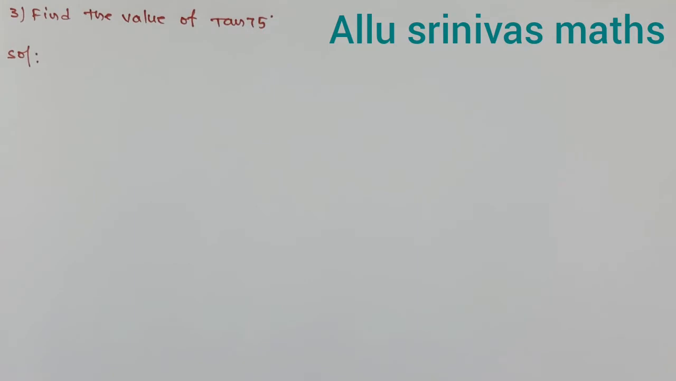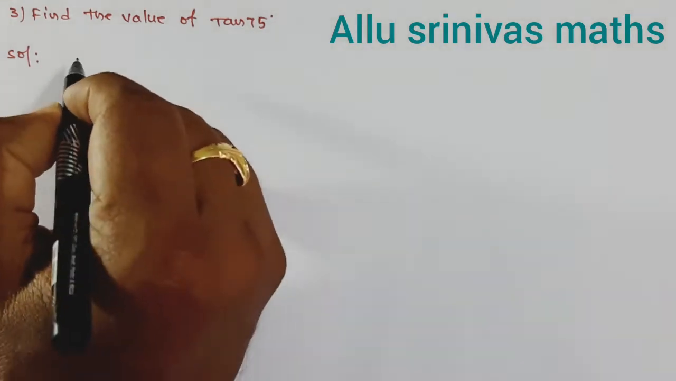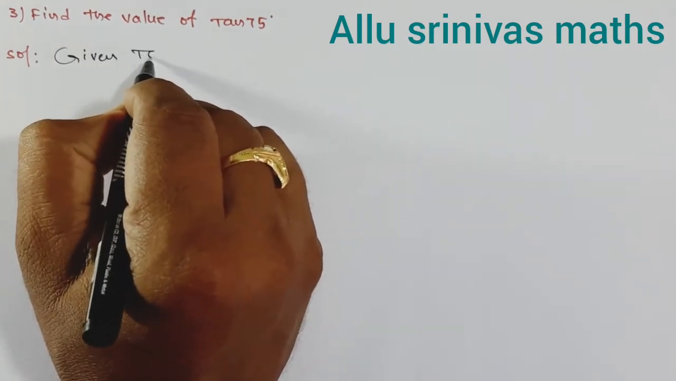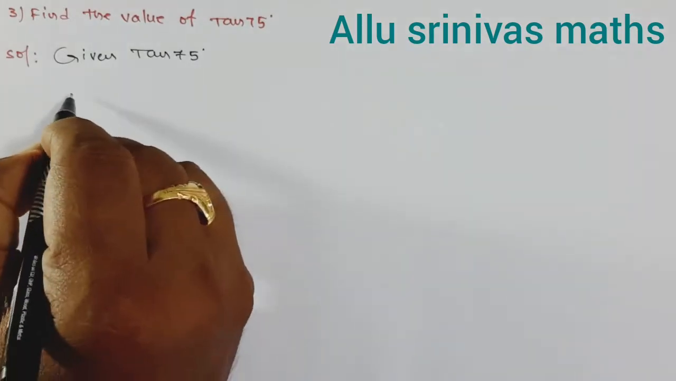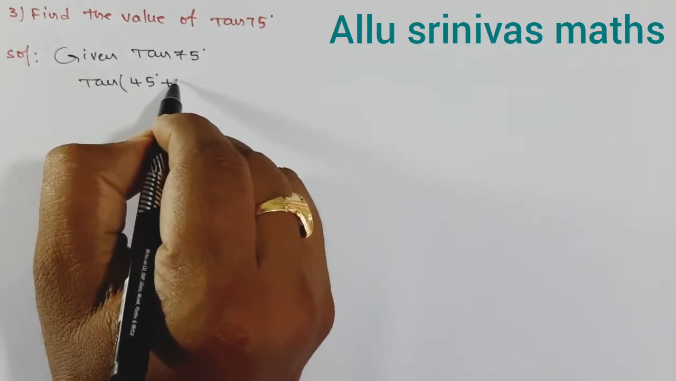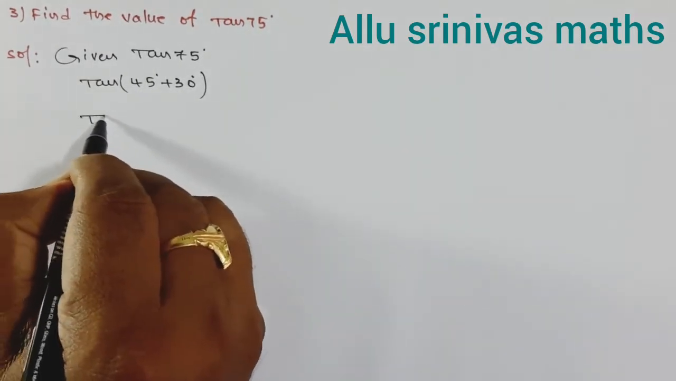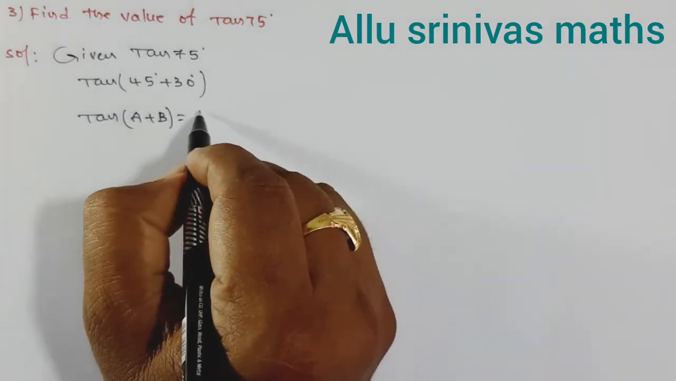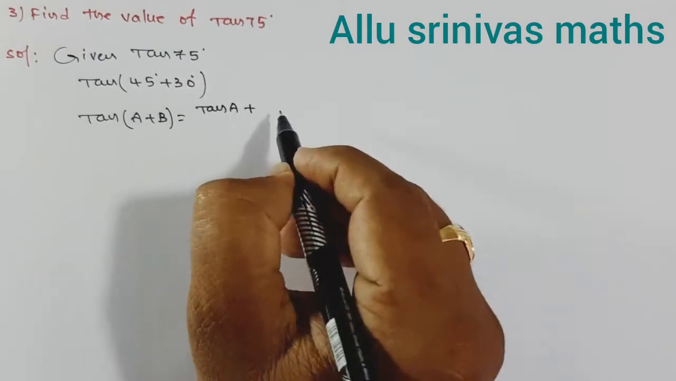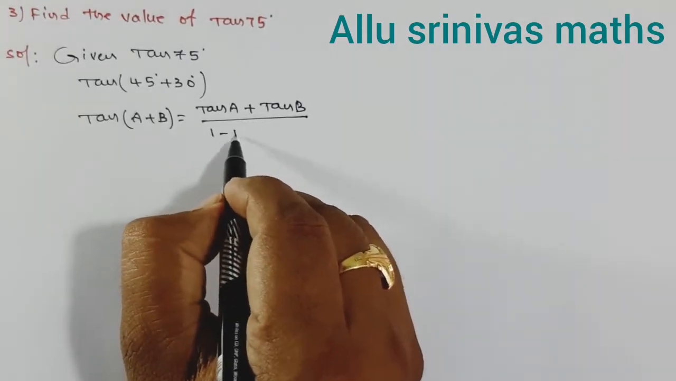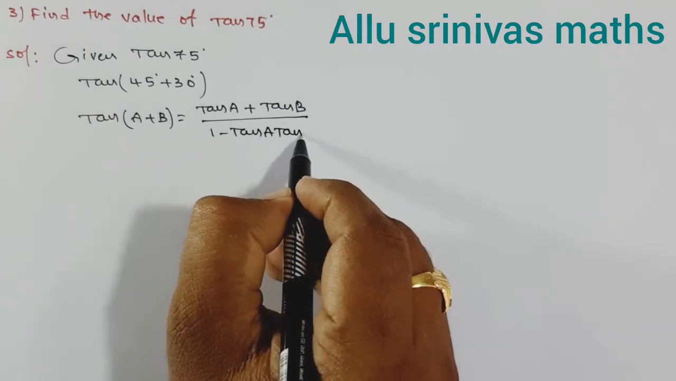Next we take another problem. Find the value of tan 75 degrees. So tan 75 degrees can be written as 45 degrees plus 30 degrees. Write the suitable formula for this problem. We know the tan of a plus b form. The formula of tan of a plus b is tan a plus tan b by 1 minus tan a into tan b. This is the standard formula in compound angles.